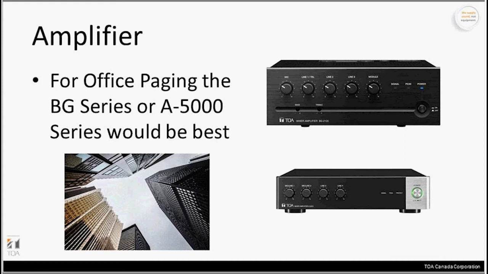Great thing about the A5000 is that it comes with DSP software. So you can set the EQ for the room and make the room sound all the better with some various settings that are available via the software. But the point is that if you're looking for a small single all-call situation where it's a single area that you're going to be paging into, the BG series or the A5000 would work very well.